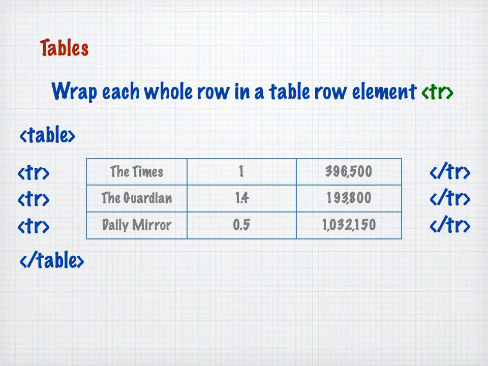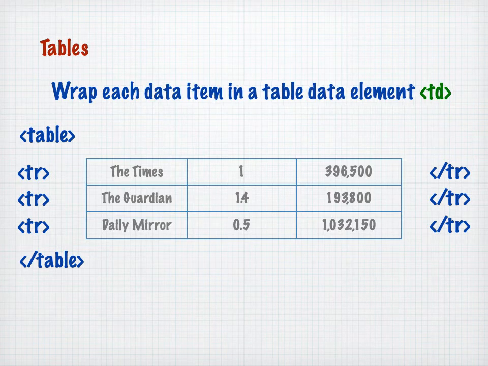Now this is where it becomes a little bit more complicated, because you might think, well, okay, we have table row, so we should have something like table column. It doesn't work like that. What we have is this thing called a table data tag. And what we do is we wrap up every single data element into a pair of table data tags.